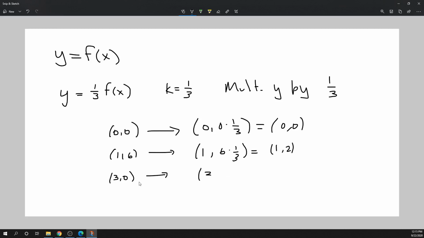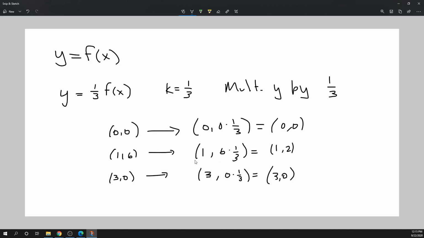Sorry about that. All right, next up is for this point right here. We multiply the y value by 1/3, again keeping the x value the same. So that would be 0 times 1/3, and so we get 3, 0, because 0 times 1/3 is 0.